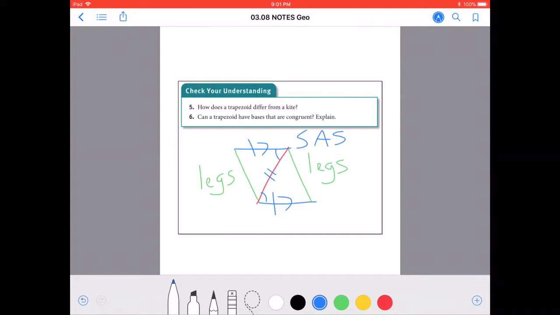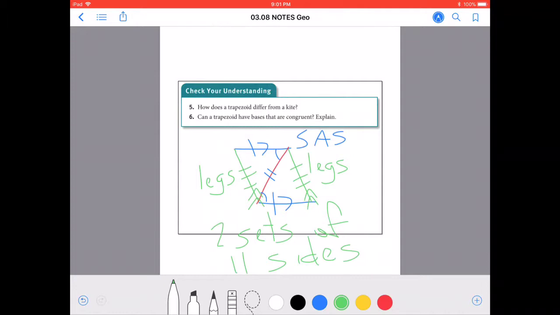We could prove that these two triangles are congruent, which means that our sides here, our legs, are congruent. And we could then keep going and say that they're parallel to each other as well if we did a converse of the corresponding angle postulate. So now we have two sets of parallel sides. So that's a totally different shape now than a trapezoid.